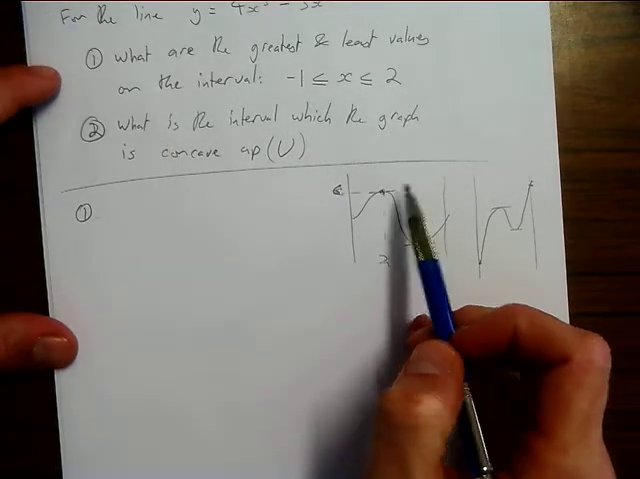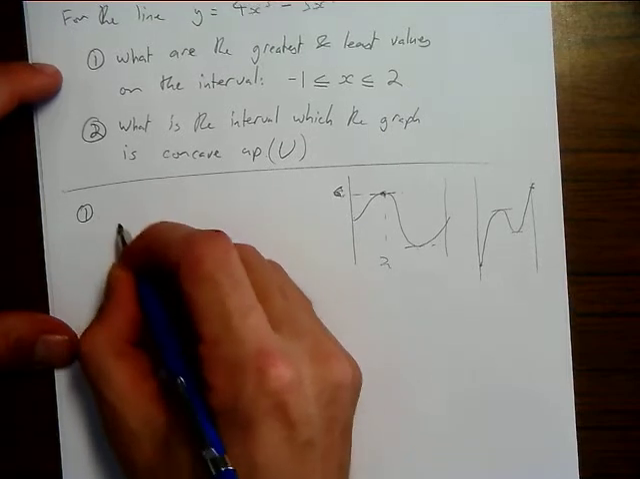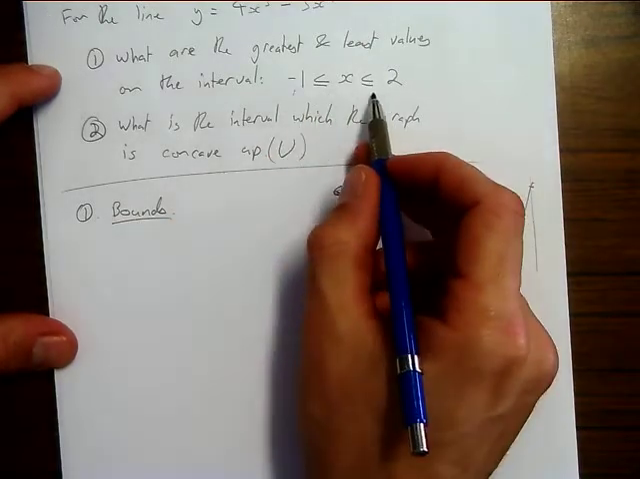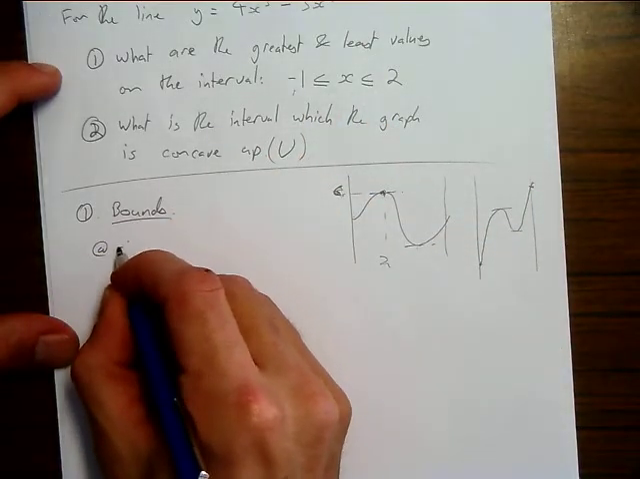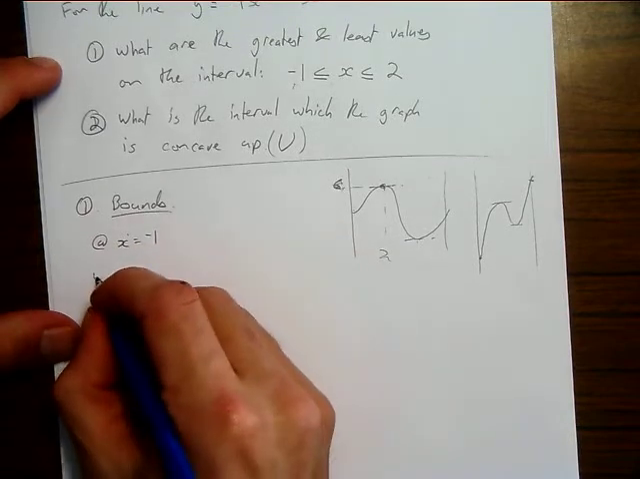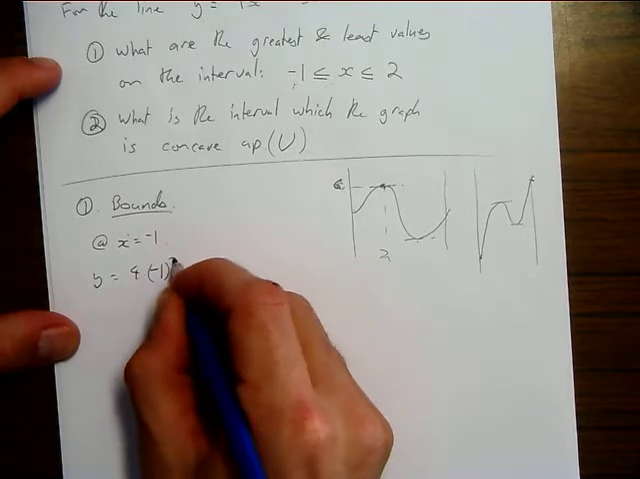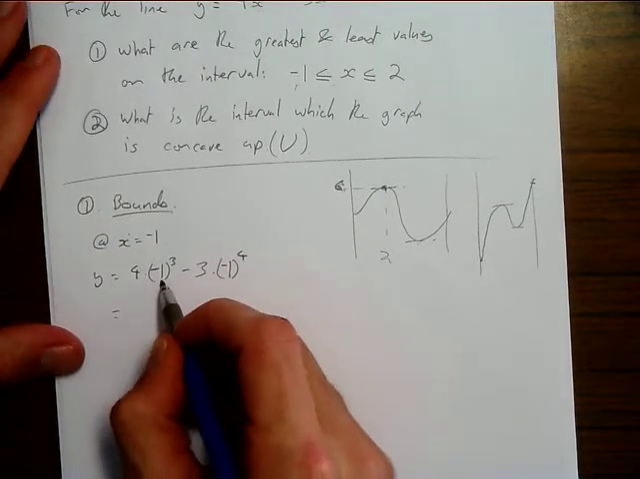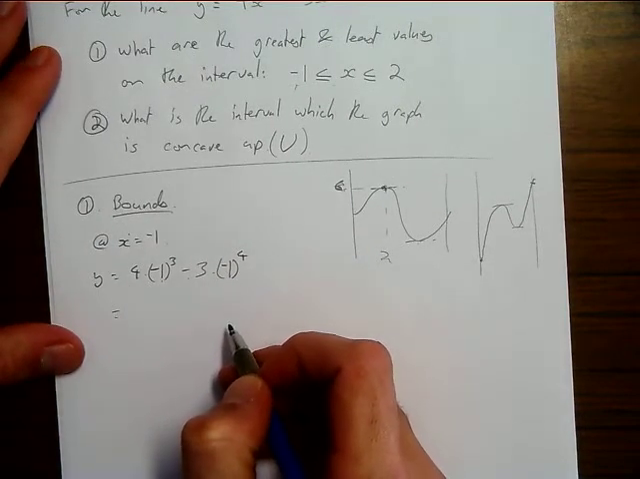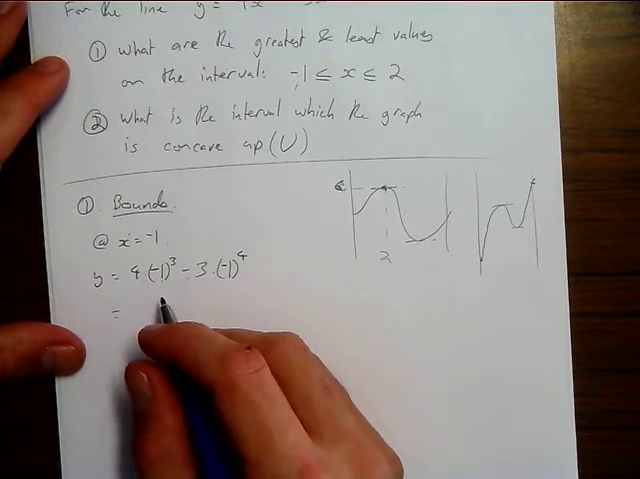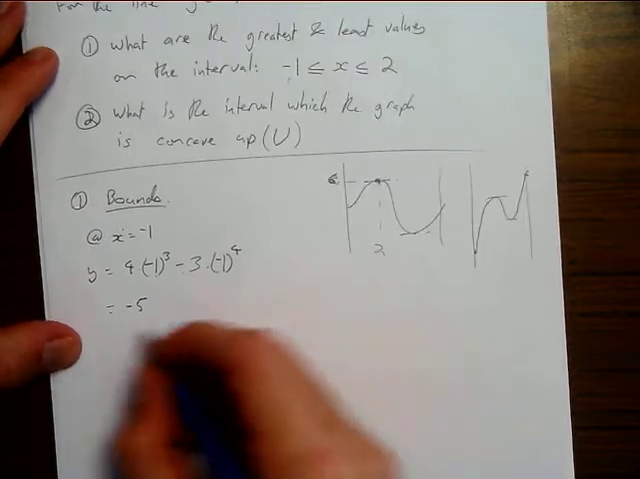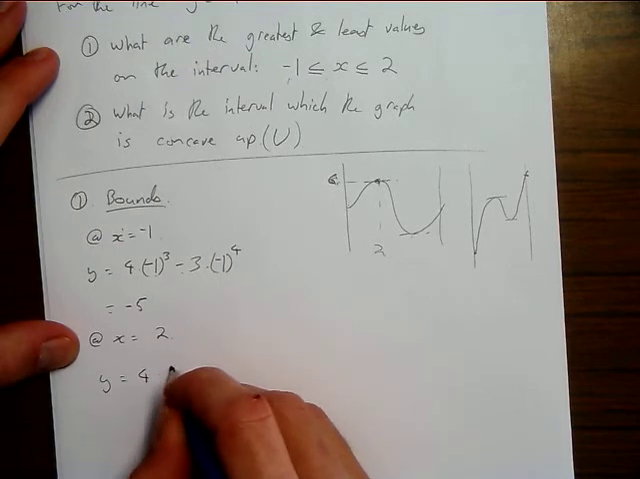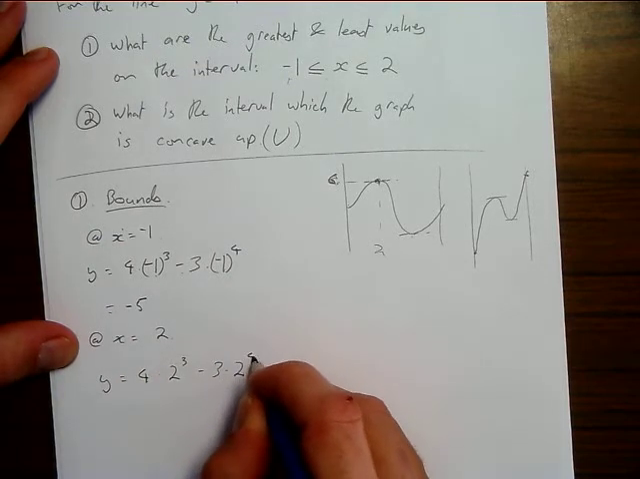Okay, so let's have a go at this one. So first we'll sub in our bounds. So we'll do our bounds first. Okay, so we have our bounds as -1 and 2. Let's say at x equals -1, y is equal to 4 times -1 cubed take 3 times -1 to the 4. And at x is equal to 2, y is also equal to 4 by 2 cubed take 3 by 2 to the 4.